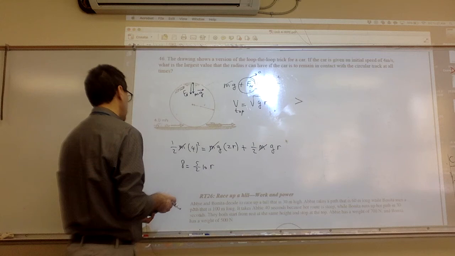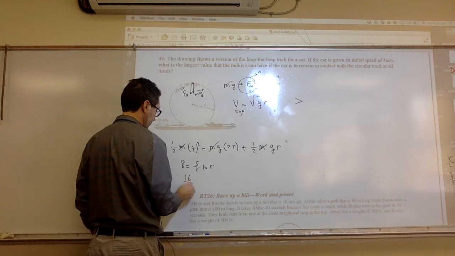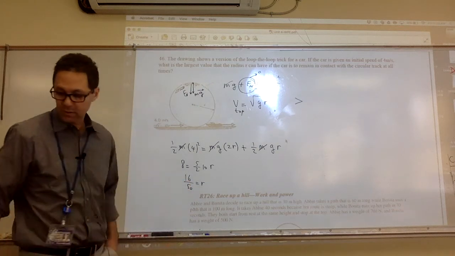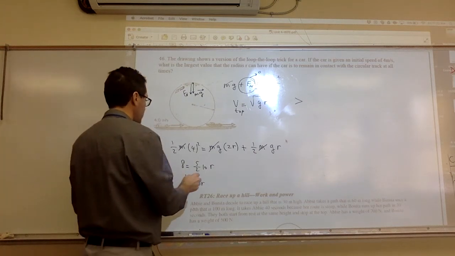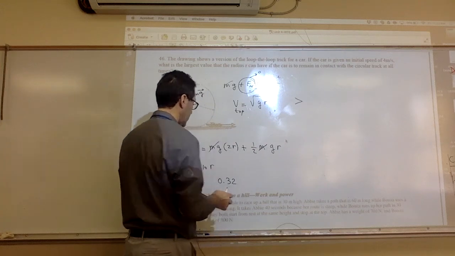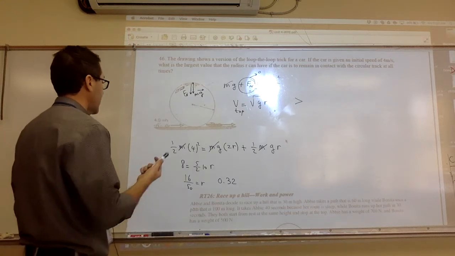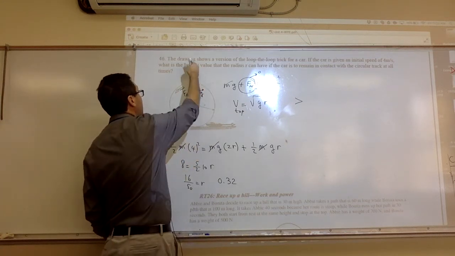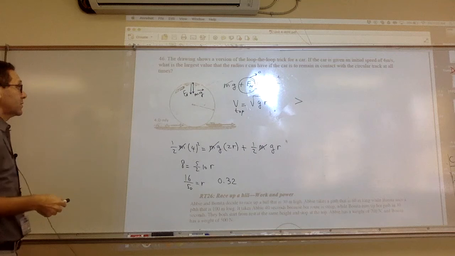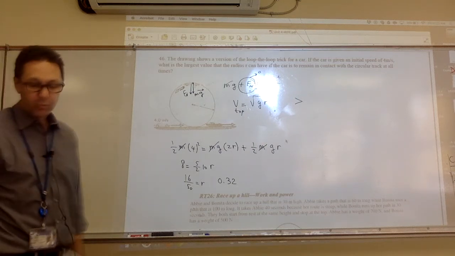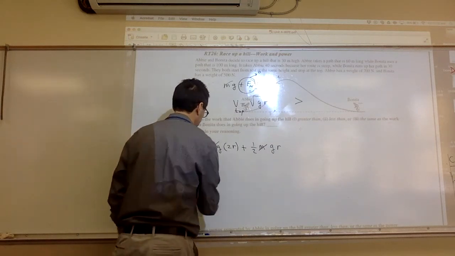All right. So that looks like it's 16 over 50, right? Here's r. So 16 over 50, so that's 0.32. So the radius has to be less than 0.32. I mean, think about it logically. If it's higher up, you should be coming with greater kinetic energy to make it up to the top. So you have to be less than 0.32 meters. All right, RT26.